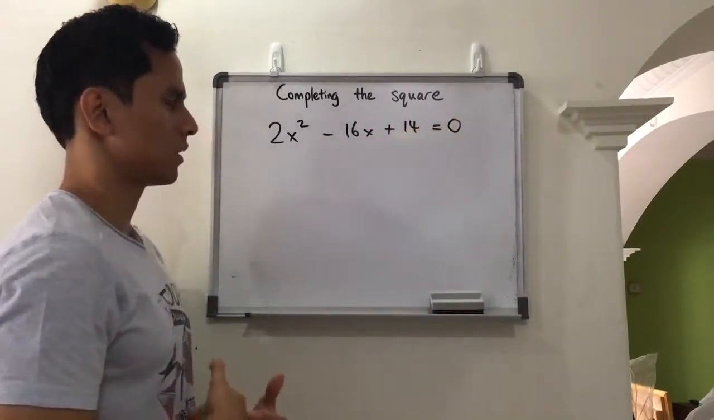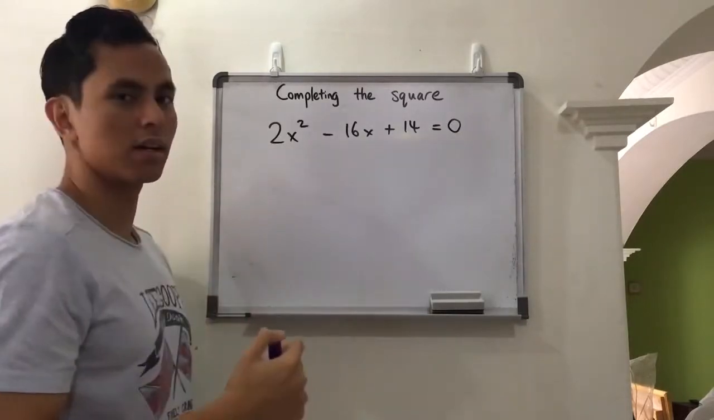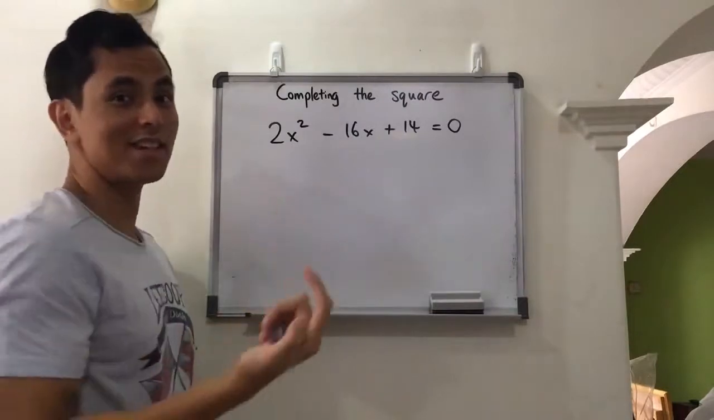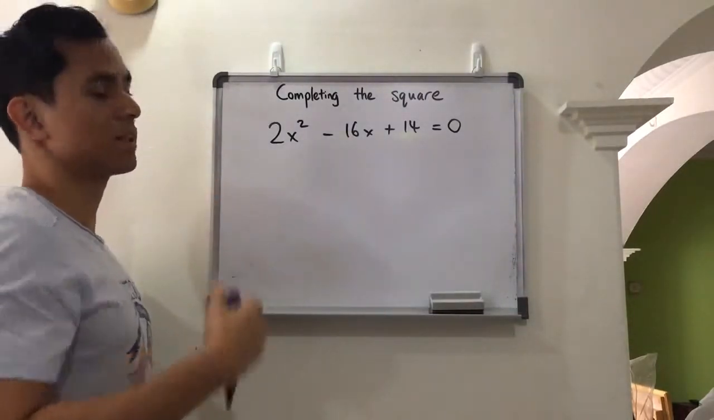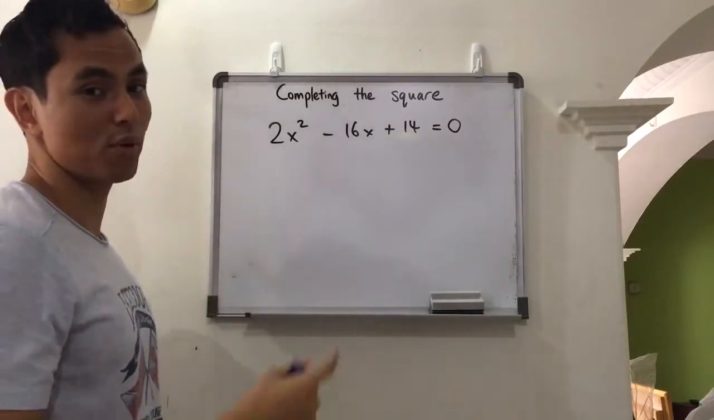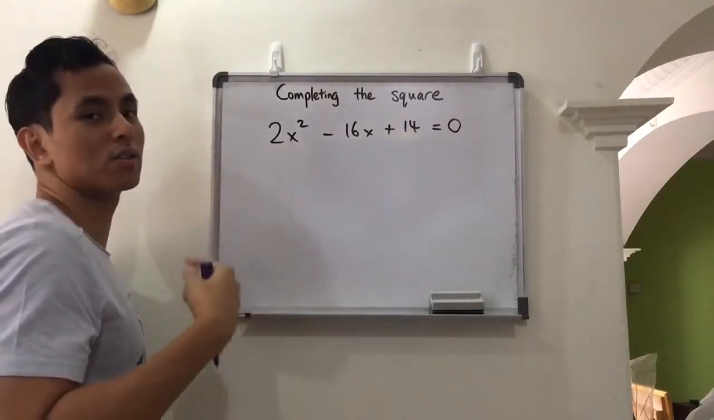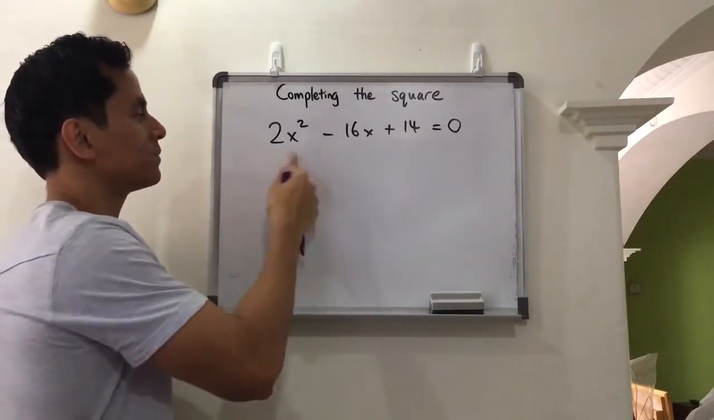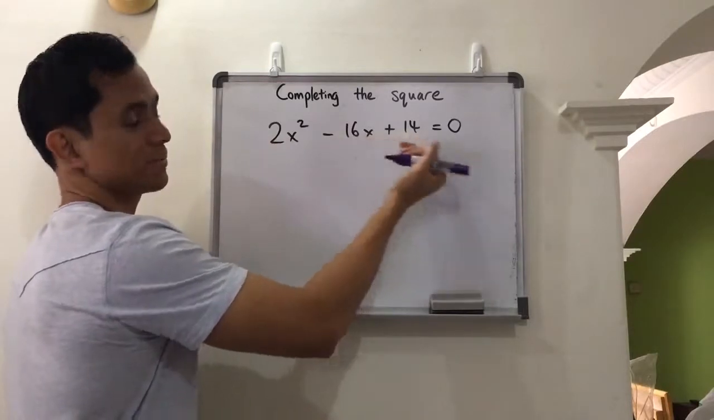Okay, so let's see. Step 1, make sure this is x squared. Hey, wait a minute, this isn't x squared, right? So this is 2x squared. So we can't do our completing the square first. We actually have to do a step before we can go about doing that. So I have to make this x squared. So how do I make it x squared? I divide this by 2. So if I divide this by 2, I have to divide the whole equation by 2.